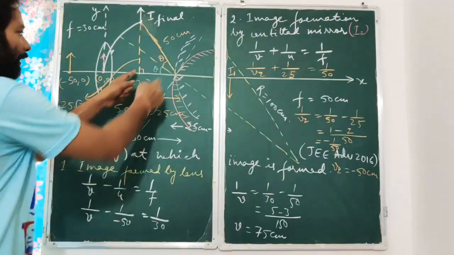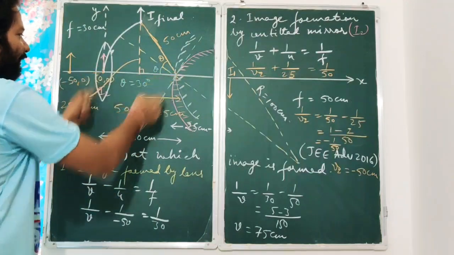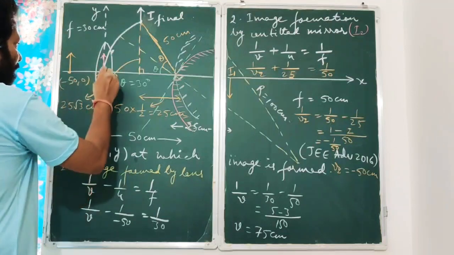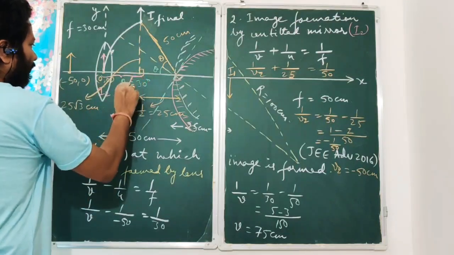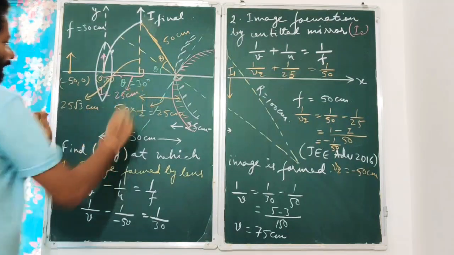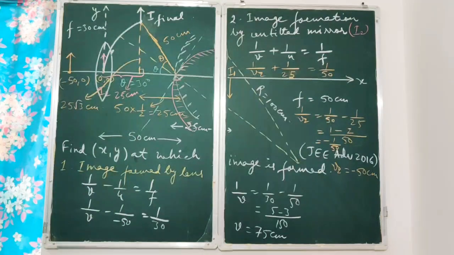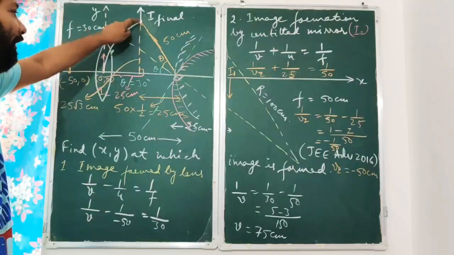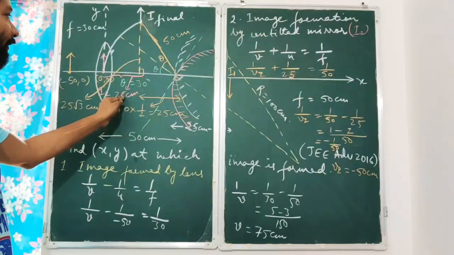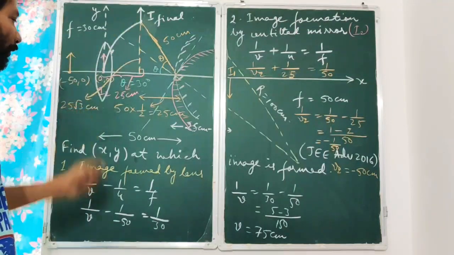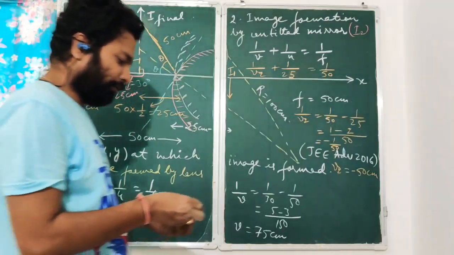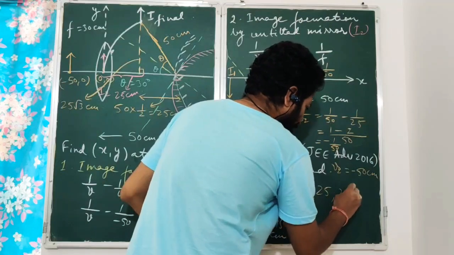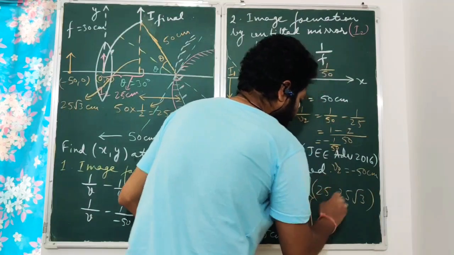So this is now 25. This whole thing is 50. So how much is this distance here? This distance will become again 25 centimeter. So that means we have been able to find out the x and y coordinate at which the final image is getting formed. It is getting formed here. What is the x coordinate? 25. What is the y coordinate? 25 root 3. So the answer for this question will become, I write here the answer, 25 comma 25 root 3.